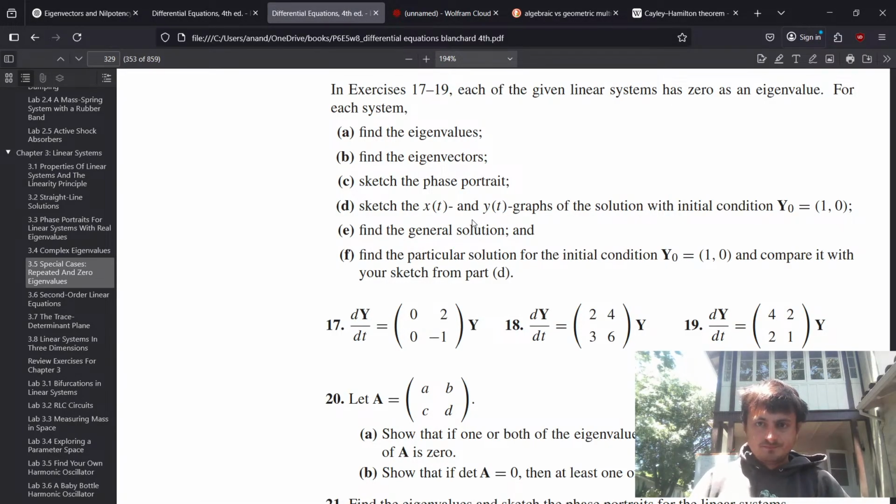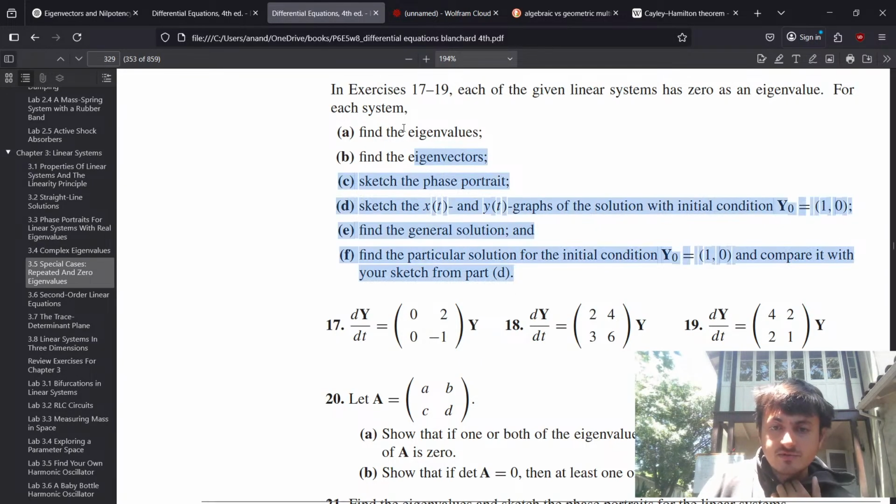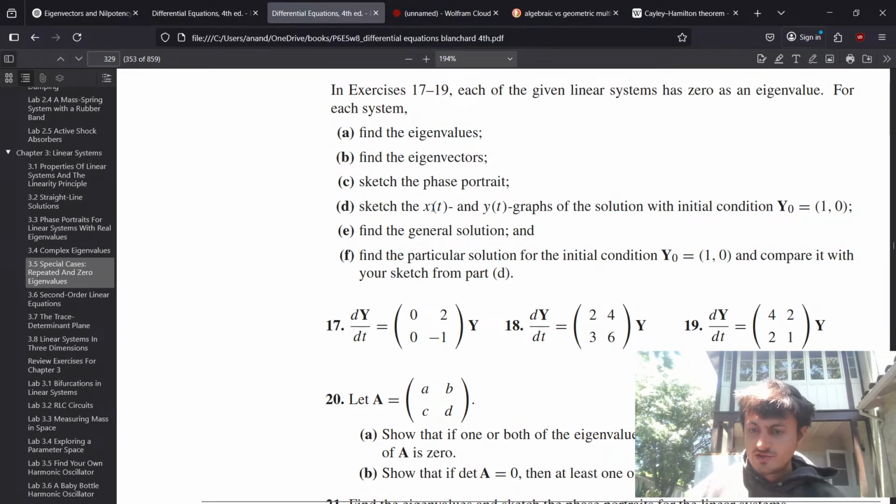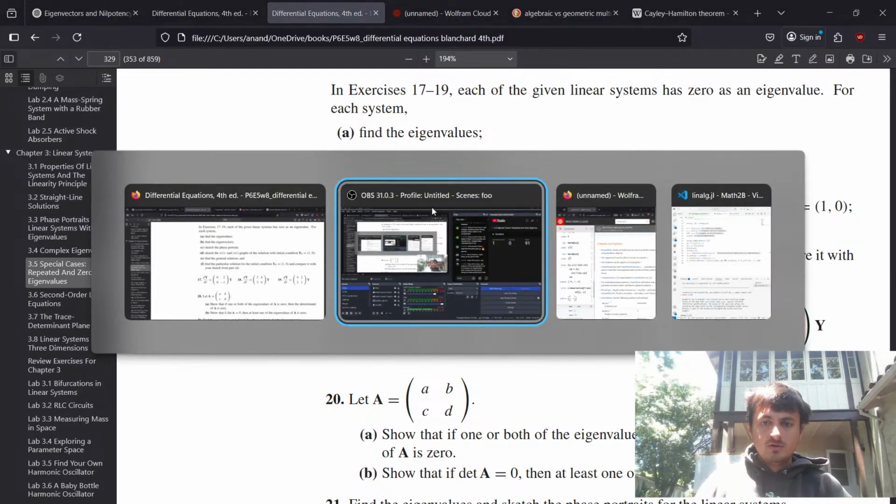All right, so let's just do 17 now. Okay, so these problems you just do everything you can. Y prime equals 0, 0, 2, minus 1. All right, so let's hop over to the camera.